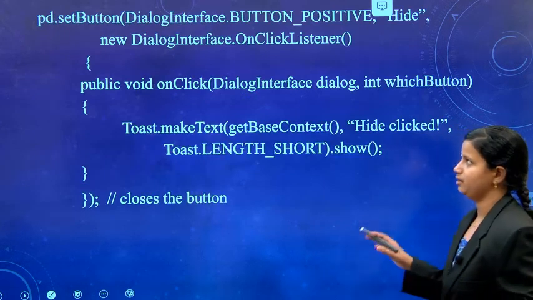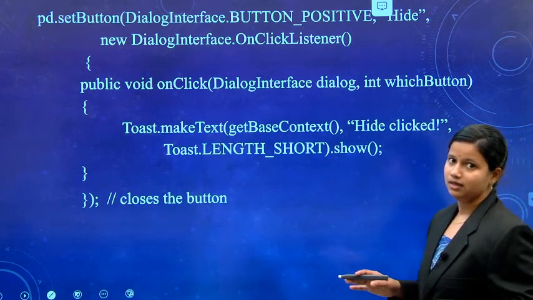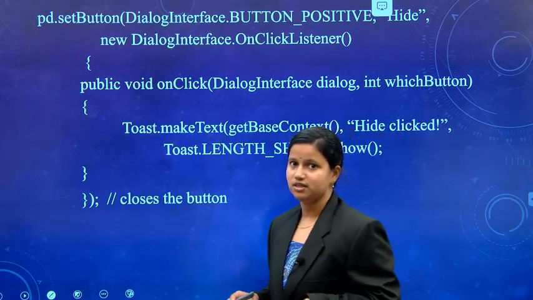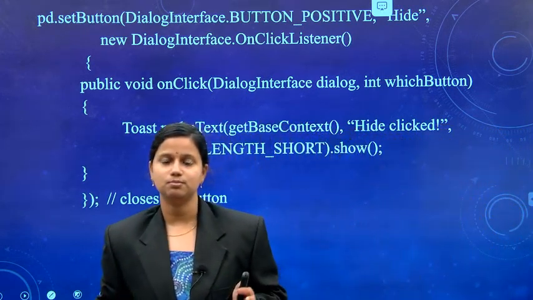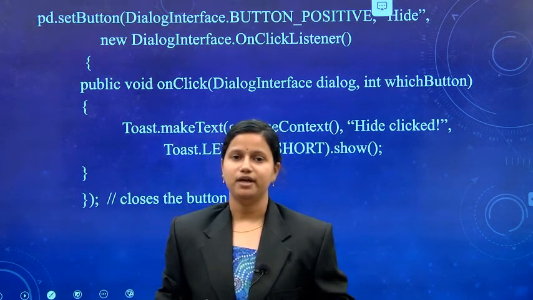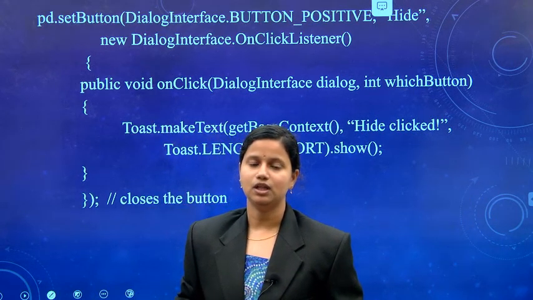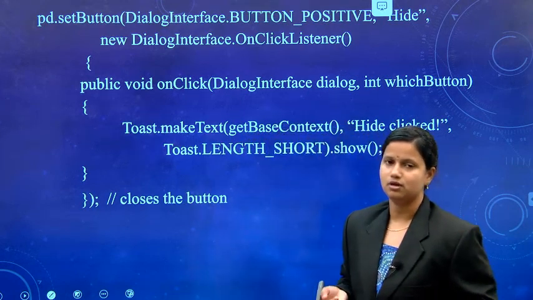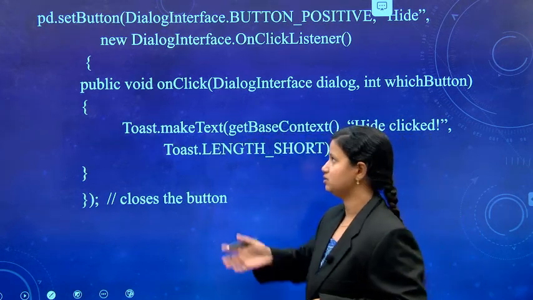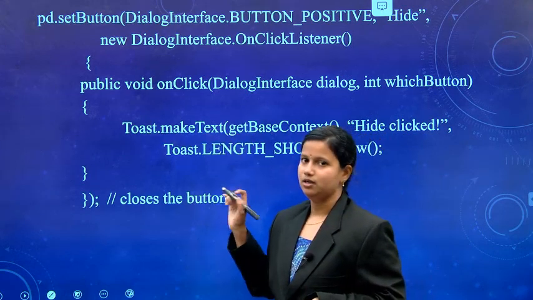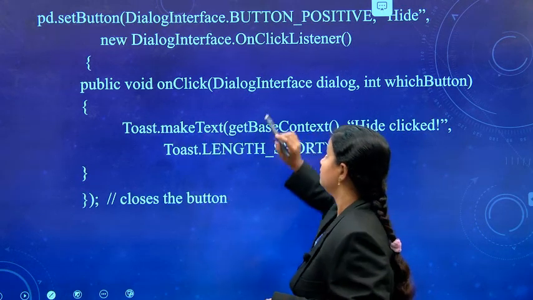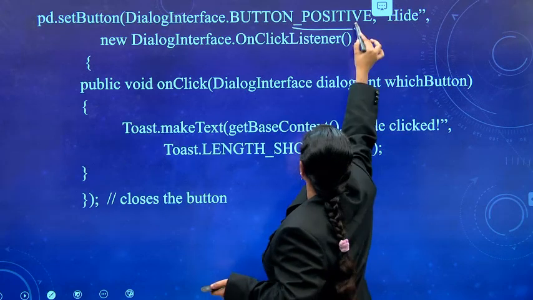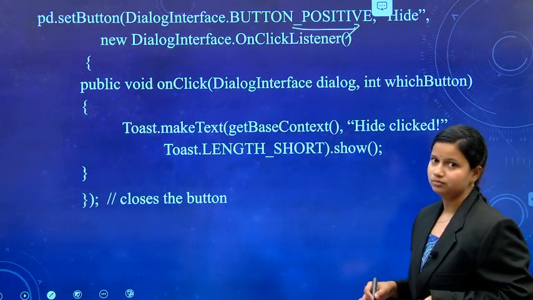So, those two buttons. When you are giving an alert dialog, we have already mentioned that we have to set two different buttons, a positive button and a negative button. But here the developer does not say which one is positive and which one is negative. So just setting one button, pd.setButton, we take the first button as positive.